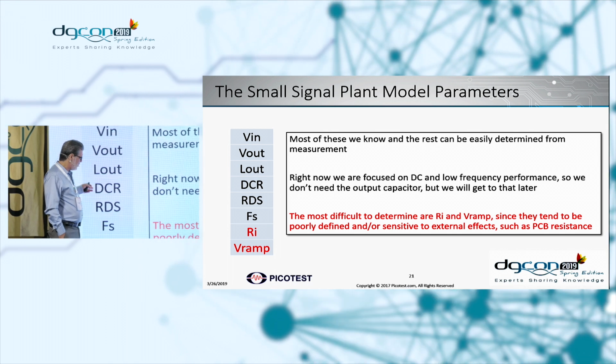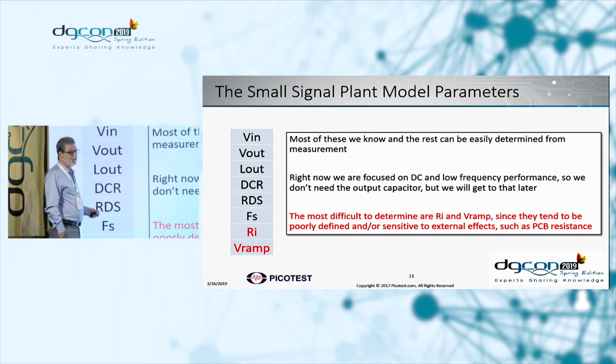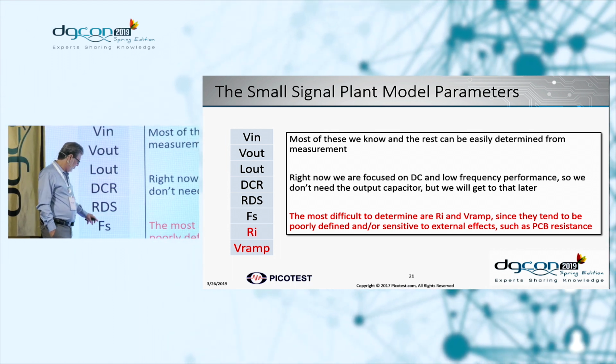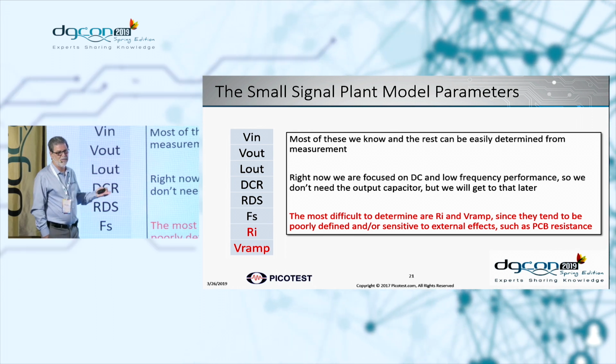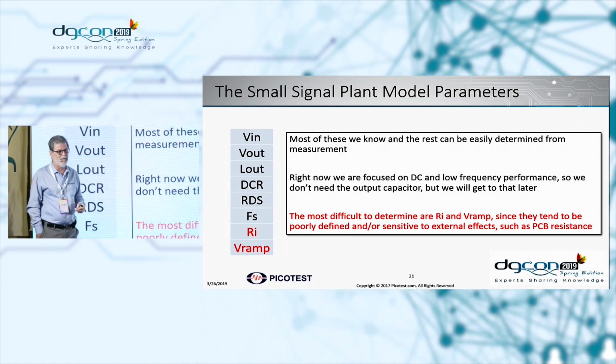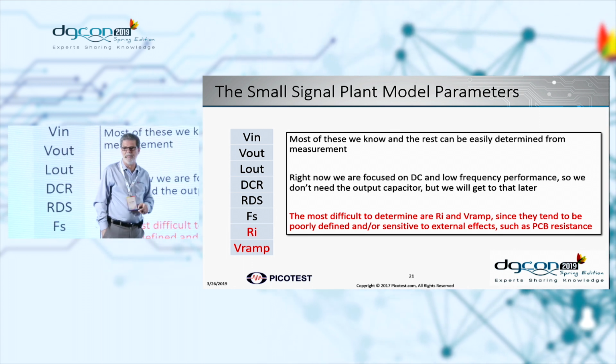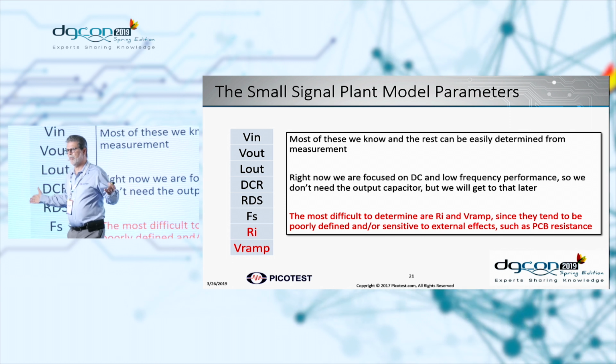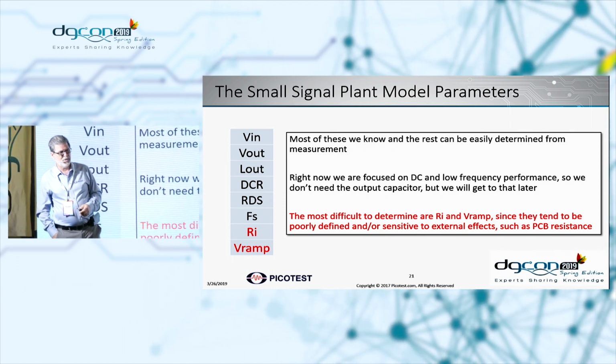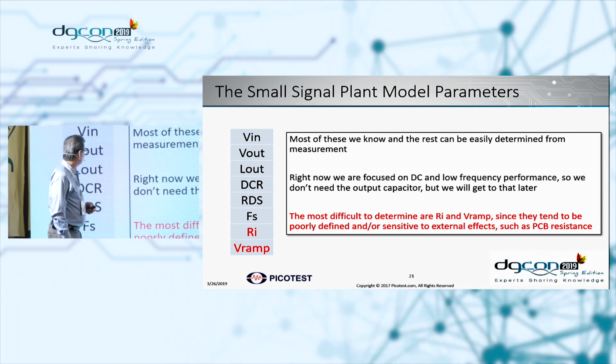We'd like to know the DCR of it, of course. We'd like to know the RDS on of the MOSFETs, switching frequency, and the two that are really unknown, Ri and VRamp. And those two generally are considered to be secret sauce by the semiconductor companies. So I have those in red because those are the two that are supposedly under lock and key.